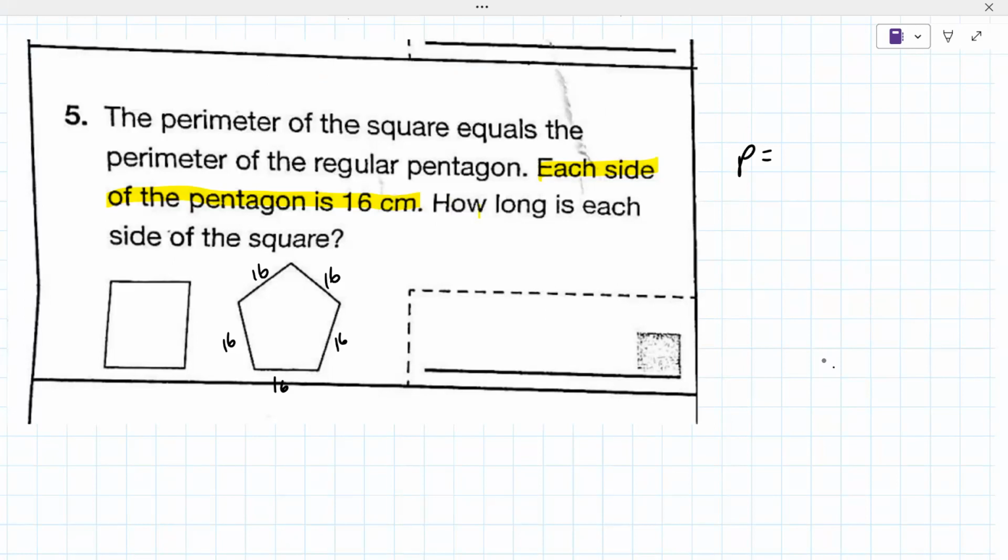80. Okay. Now, how many sides does the square have? 4. So divide that number by 4. 20. 20 centimeters. Make sure you write your work down. I would put some numbers around the pentagon, show this off to the side. Got it. Okay. Let me know when you're ready to move on to 7.